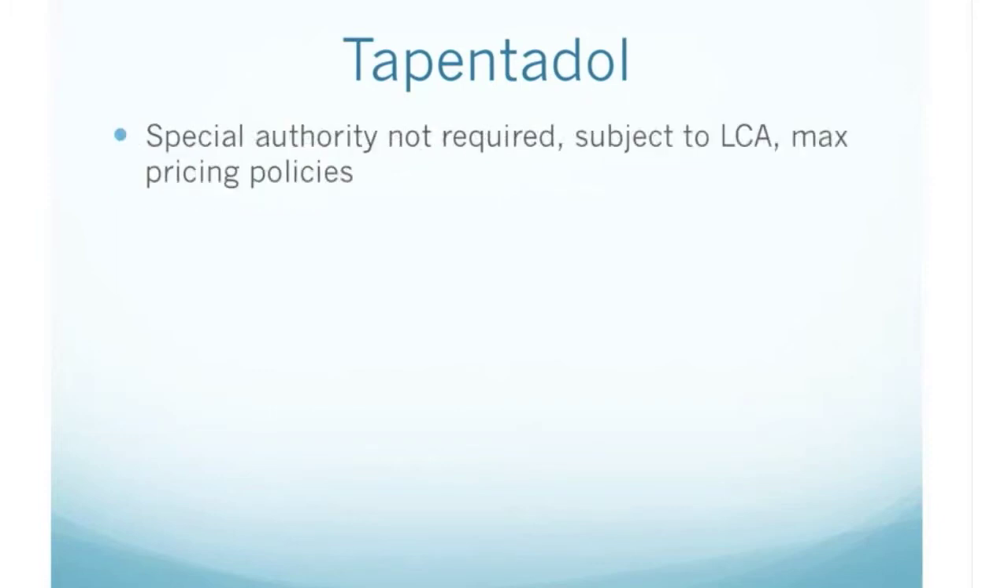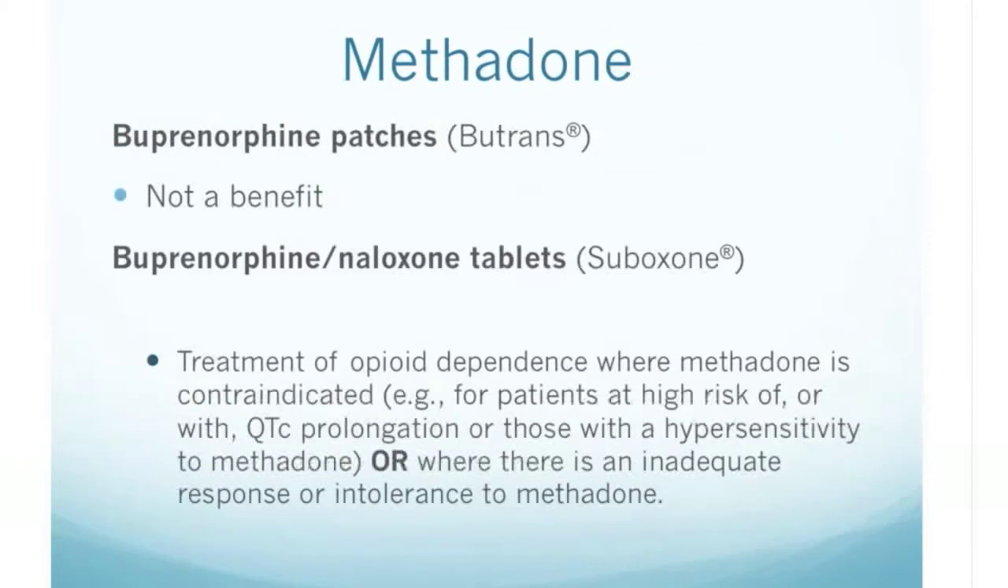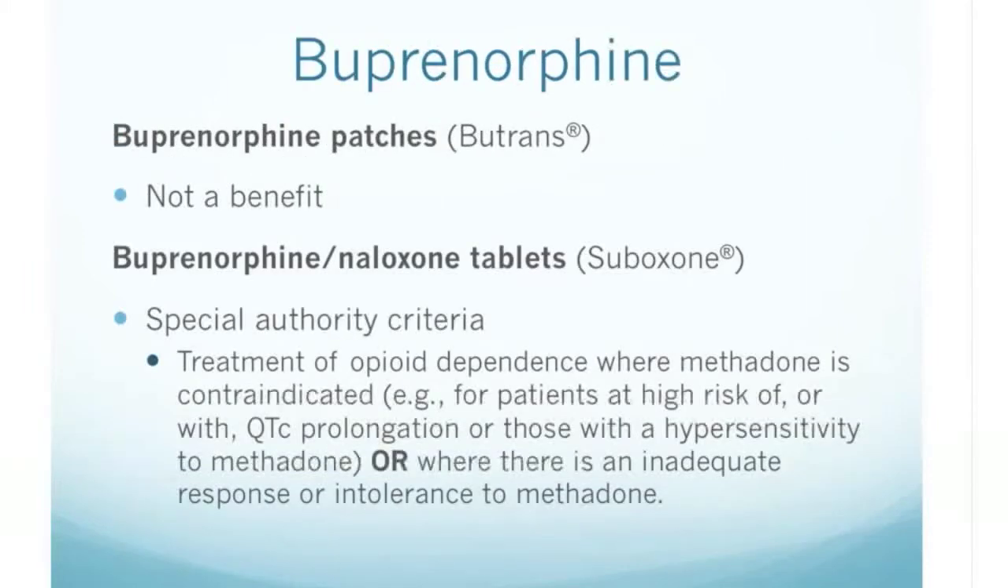And methadone, special authority is not required, so it's covered, again, subject to low-cost alternative and maximum pricing policy. The next drug is buprenorphine, such as the BuTrans patch, not a benefit at all under any of their Pharmacare programs. The Suboxone, which is a combination of buprenorphine and naloxone tablets, is covered under special authority only for the treatment of opioid dependence, and is not authorized for the treatment of chronic pain.